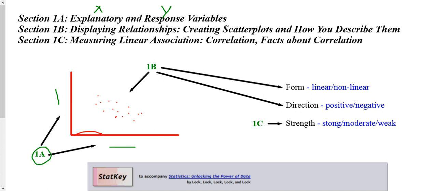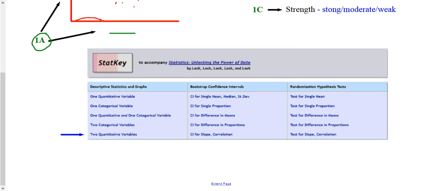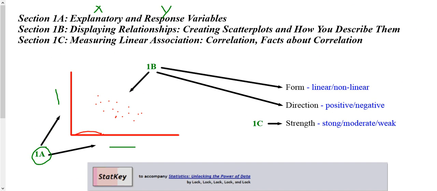So the way we create that scatter plot will be using this on StatKey. We'll get to confidence intervals and hypothesis testing at another time, but right now we're just talking about creating the scatter plot, so we will use that link, two quantitative variables. So when you create that graph, 1b then shows you how to do that, but it also describes how you would describe them.